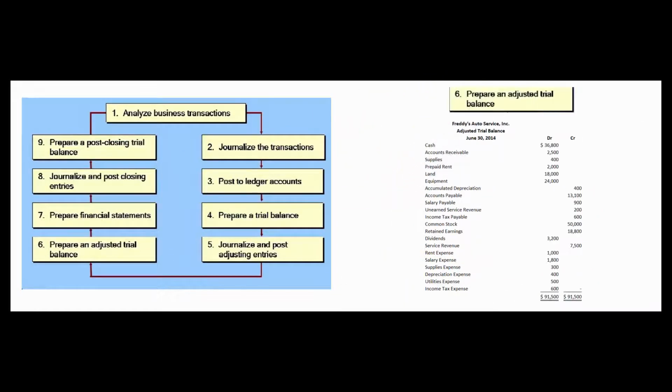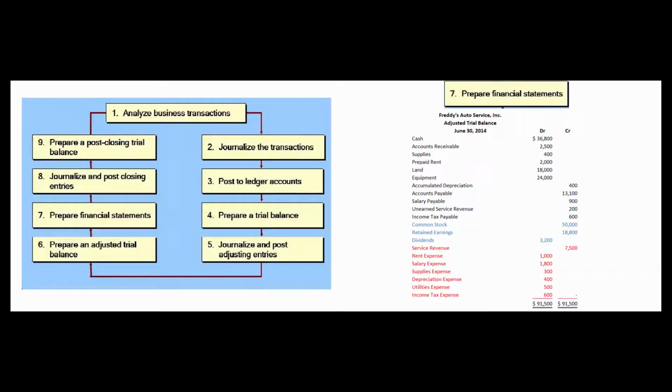Step 6, we prepare an adjusted trial balance. It looks just like the trial balance, except some of the amounts have changed due to adjustments that we've made. Again, we just have one number next to each account. That represents the balance in that account as of, in this case, June 30th, 2014. And again, all our debits should equal all our credits.